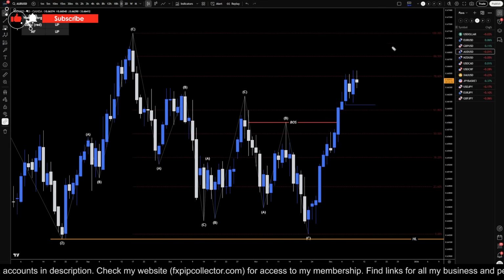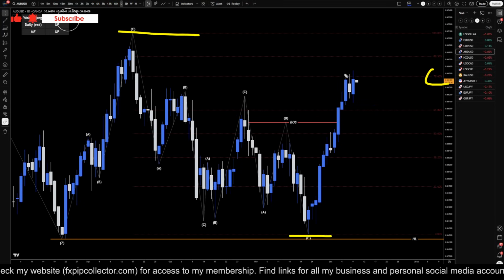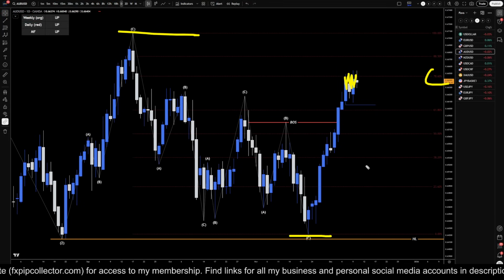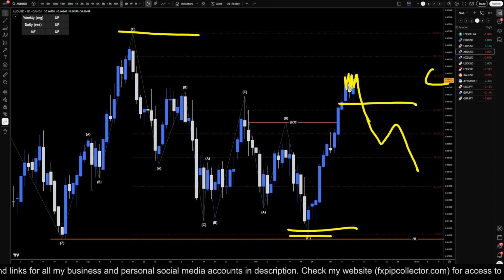The Aussie dollar is sitting at the 78% Fibonacci retracement of this whole move down from here to here. And as you can see, it definitely looks like it's acting as resistance. It definitely has not broken structure down yet. And if it does break structure down, you would kind of expect the next move down to be a pullback to this last move up.